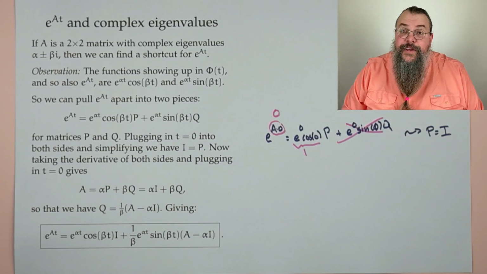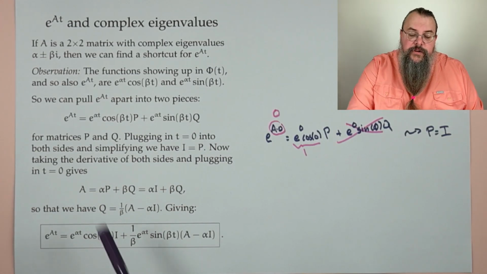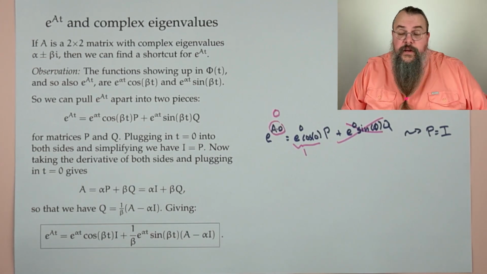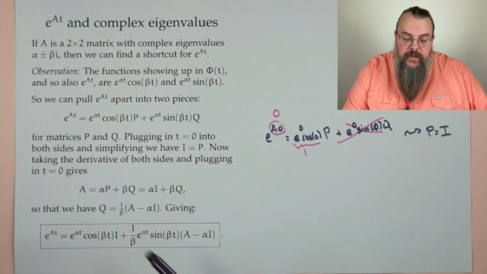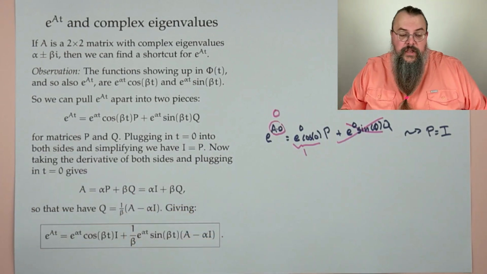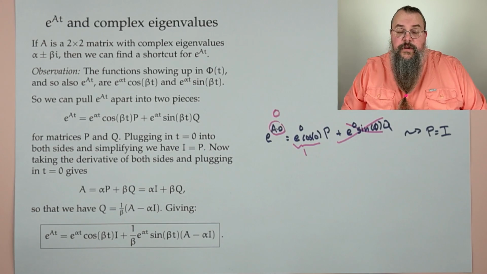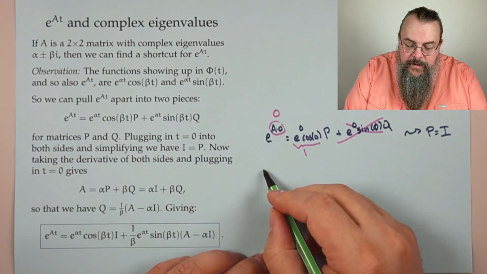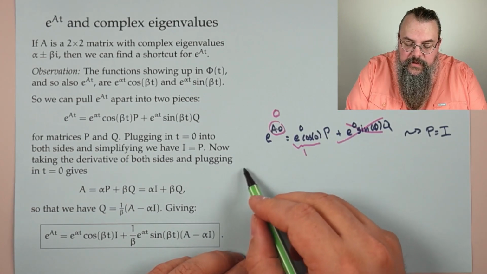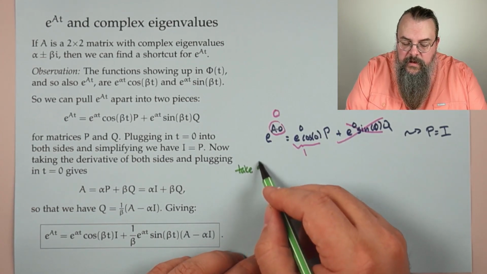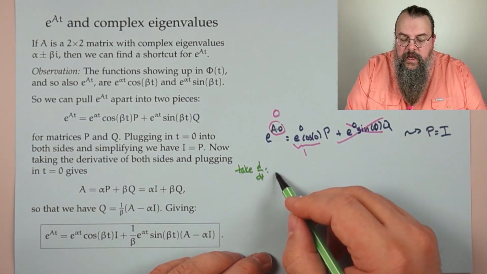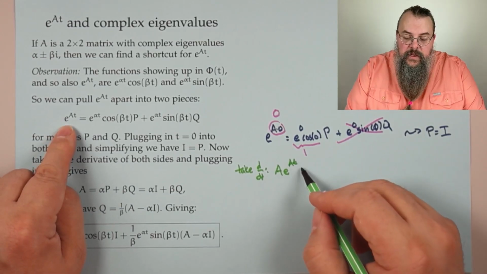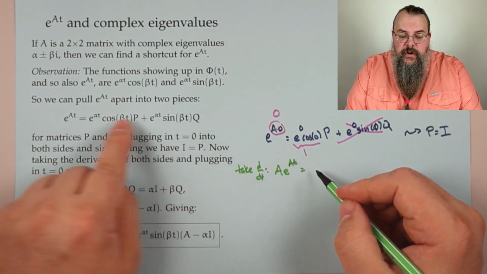Well, let's take a derivative. So we're going to take a derivative of both sides. And what happens? Well, when we take the derivative of the left-hand side, that's the derivative of e to the at. And what's going to happen is that we're going to have that matrix A is going to fall down and come in front. So taking derivatives, we get A e to the at. That's that derivative.